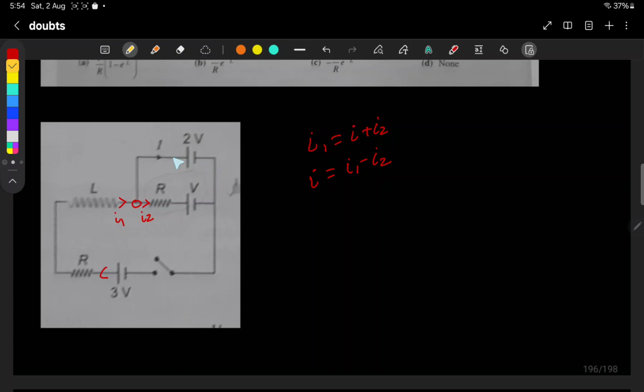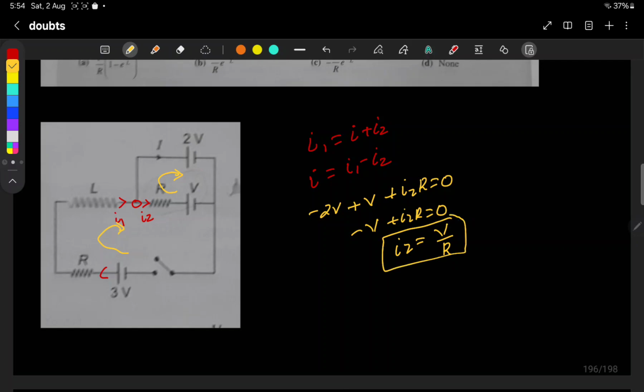So I want to find what is I2. So I2 means I can use this loop. We have 2 loops here, one loop and then another loop. Third loop also we can take if needed. First we can take this loop. So apply Kirchhoff's voltage loop rule. So current is flowing in this direction. So here minus 2 volt and the loop comes here and plus V, that is 1V, and here current is coming in the opposite direction. So plus I2R will be equal to 0. So here minus V plus I2R will be equal to 0. So I2 directly we are getting, it is simply V by R.